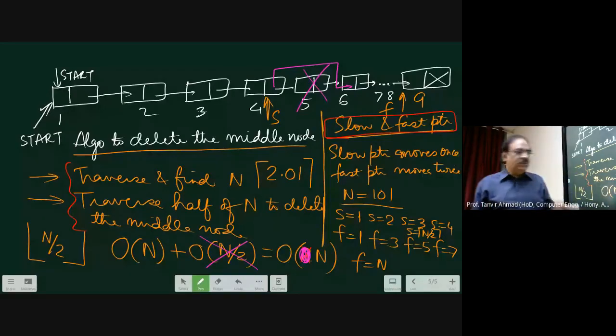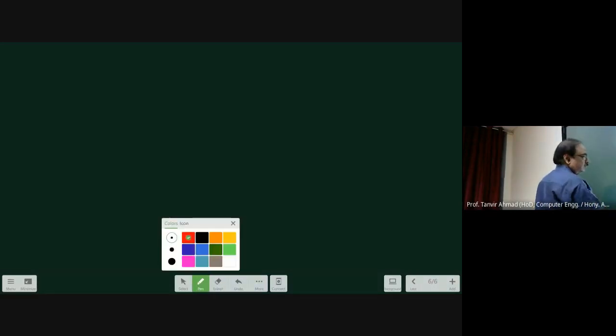Okay. Now this is the solution for this. With this, you can delete all the nodes by this method. You can delete the first node, the last node, anything in between, and so on. Now, suppose you get a question like this.